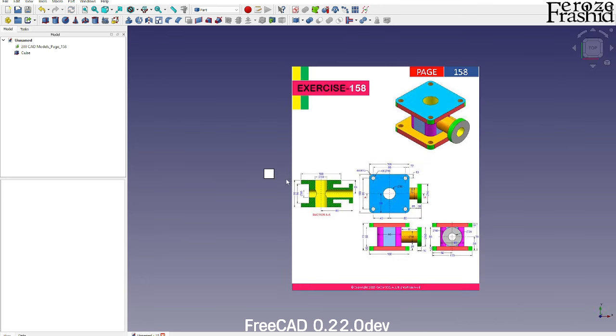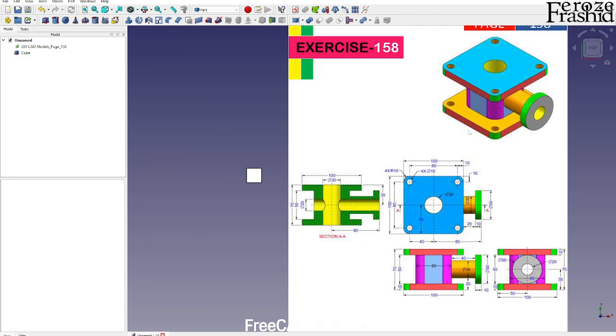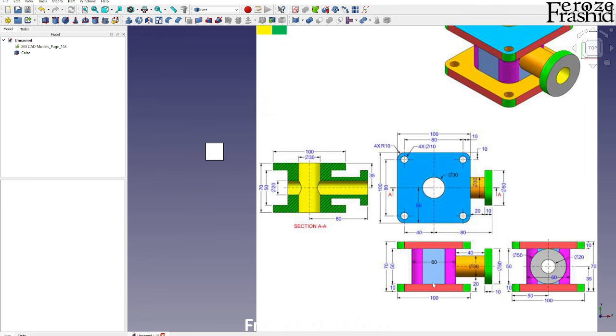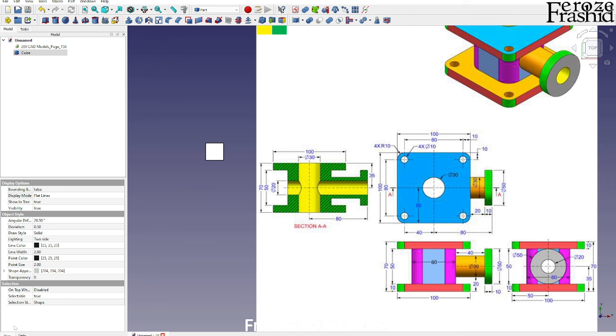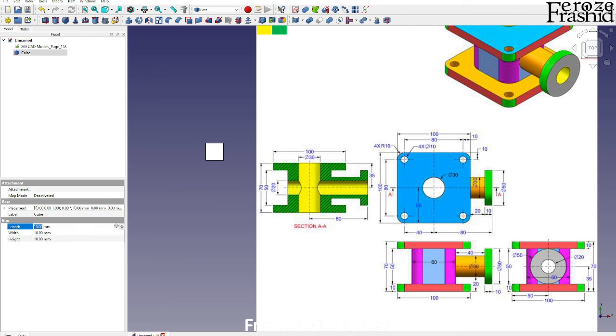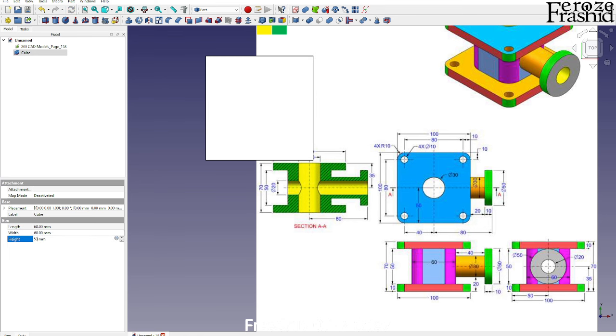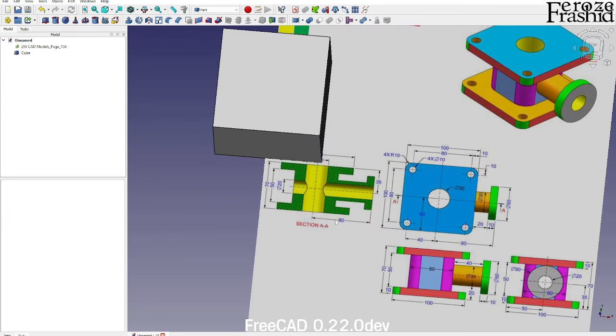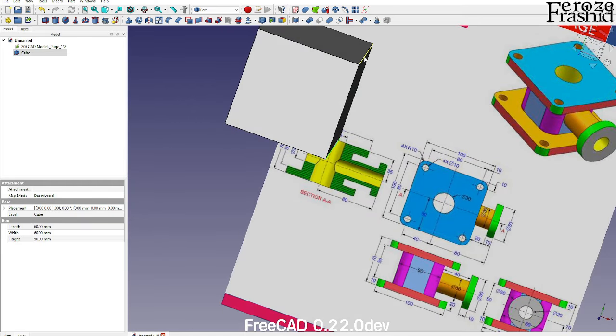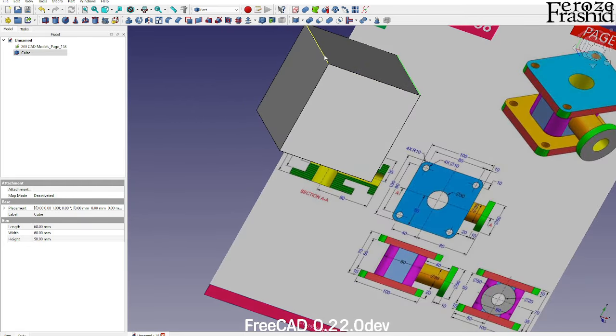cube. So we got the cube and we want to build this middle one first. So that middle one is 60 millimeters on side and then 50 millimeter on height. So this is going to be 60 on both sides and 50 on the height. Okay, we got that. It will have 10 millimeter fillet on four corners.